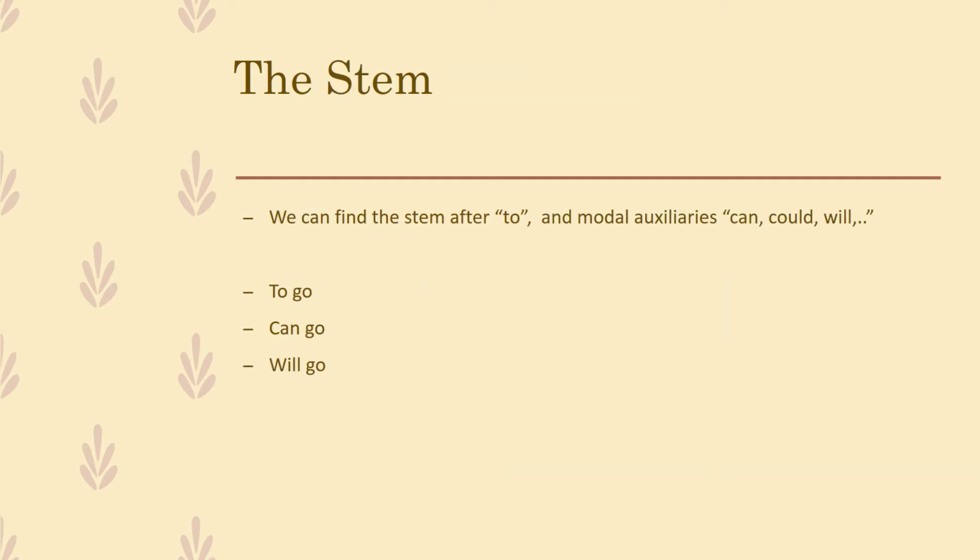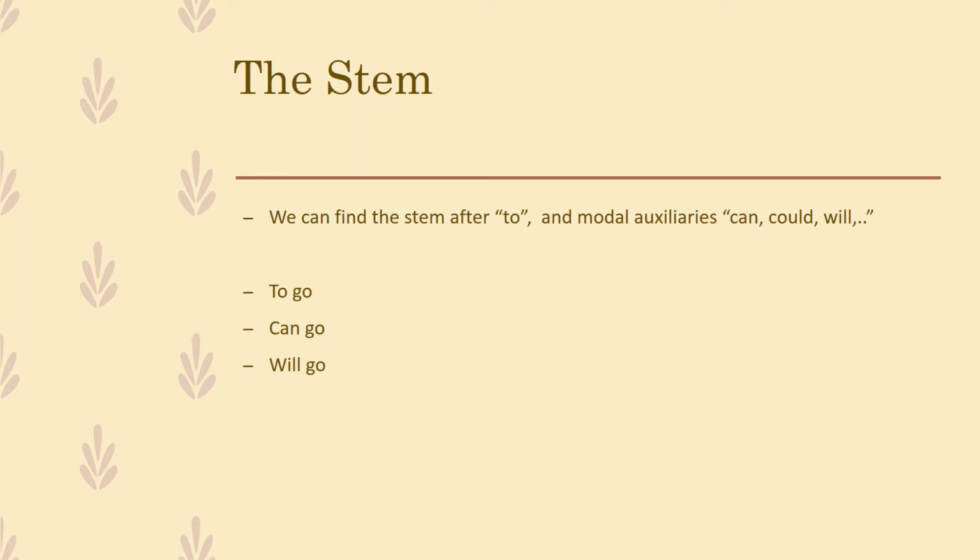So here we are going to discuss each form at a time. How can we find it? How can we recognize it? The first form is the stem, or let us call it the base. The stem is the base form with no affixes.